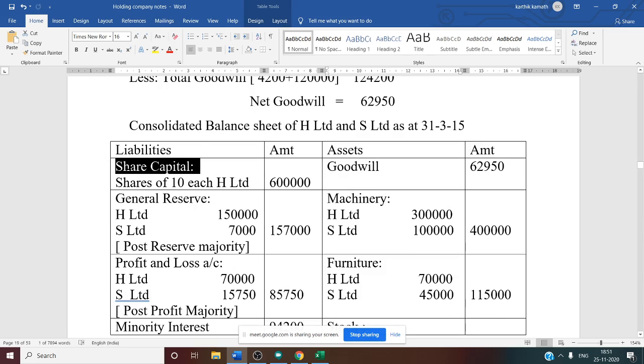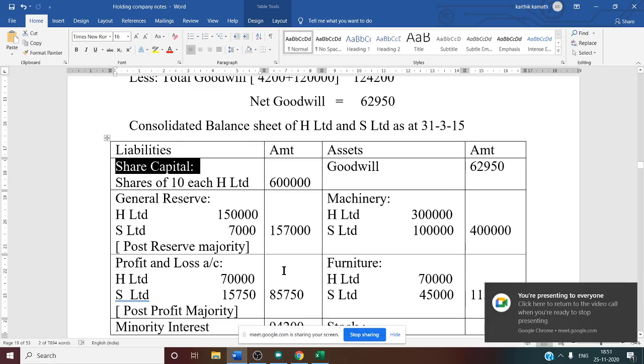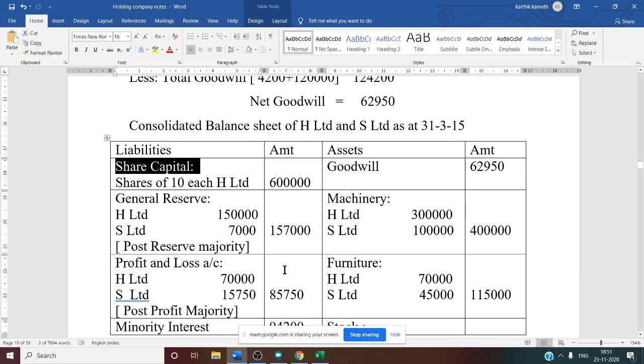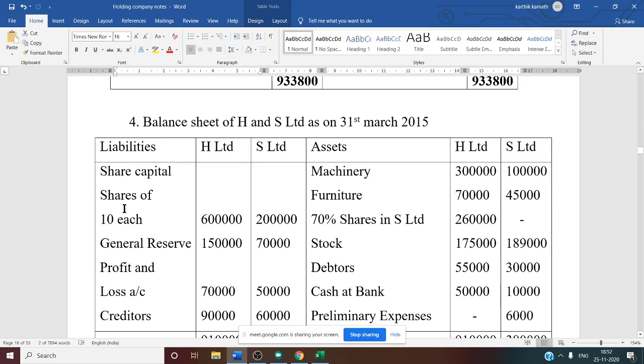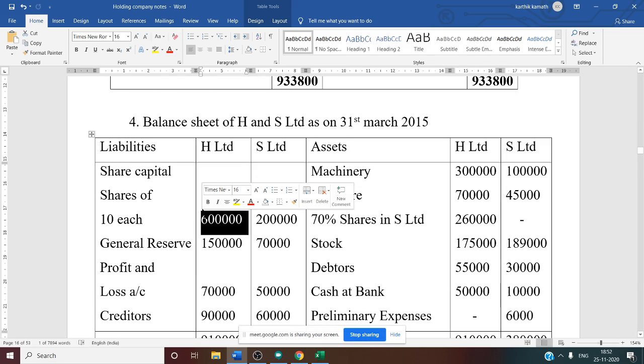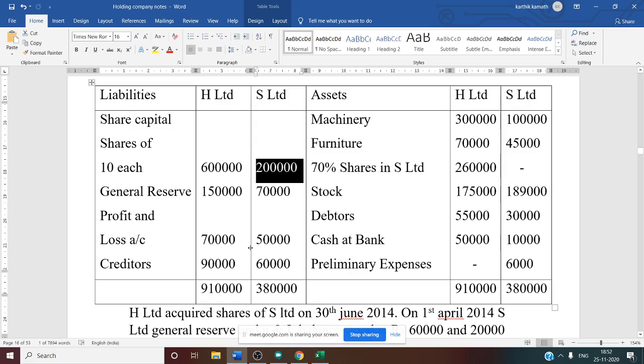Liability side: share capital. Shares of 10 each of H Limited. So H Limited share capital only we have to write. This is very important. We should not consider the share capital of S Limited. Why? Because we have already discussed this. It is cancelled and some portion goes to minority, some portion goes to majority. That is why you should not consider it. Only holding company share capital you have to consider. So let us see the question once again for better understanding. See this. Share capital of the holding company is 6 lakh. This answer you have to write, and this 2 lakh you should not write in the consolidated balance sheet. Only of H. Okay.